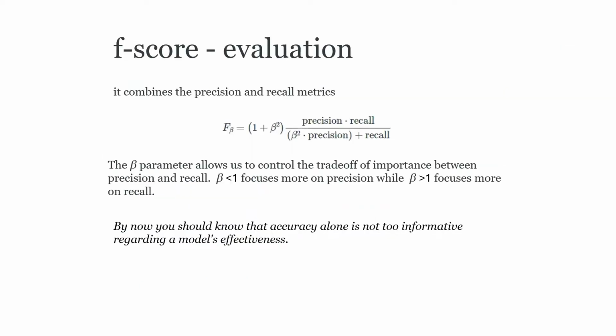However, very often it is very convenient to combine all three elements into one parameter. The one parameter for evaluation of the binary problem is called F-score. It combines the precision and recall metrics. This is the general formula for F-score.